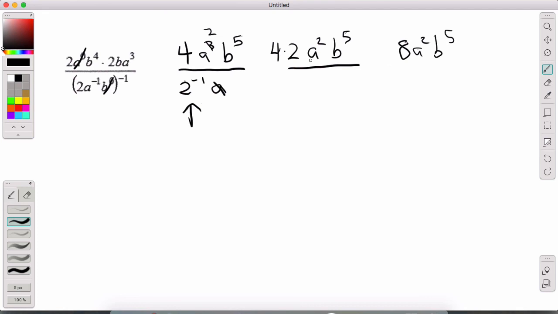Again, to summarize, negative exponents, you can move them to the opposite side, and you can use your subtraction rules when you divide.